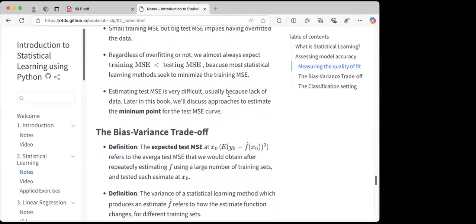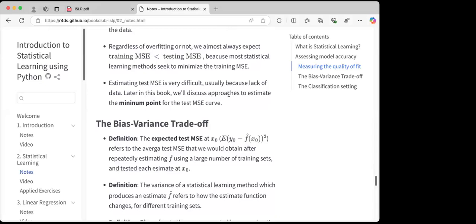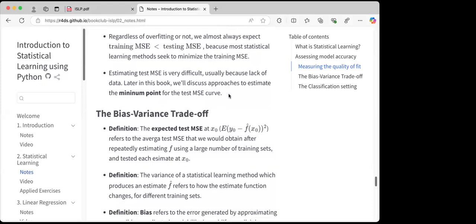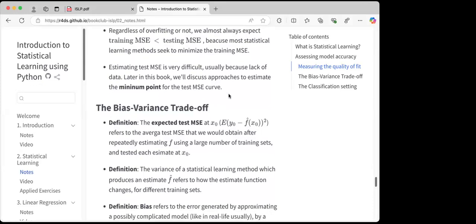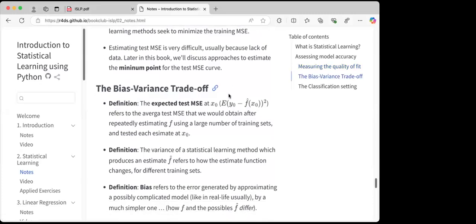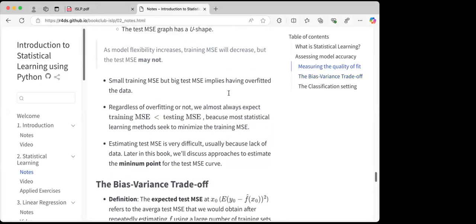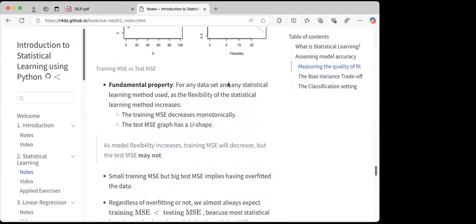Estimating the test MSE is usually very difficult, because we don't usually have data for that. Later in the book, we'll discuss approaches to estimate the minimum test MSE. I think he mentioned some cross-validation techniques that we could use to estimate the test MSE. So now, before looking at the trade-off between bias and variance, if someone wants to add anything on this, or any comments or thoughts.